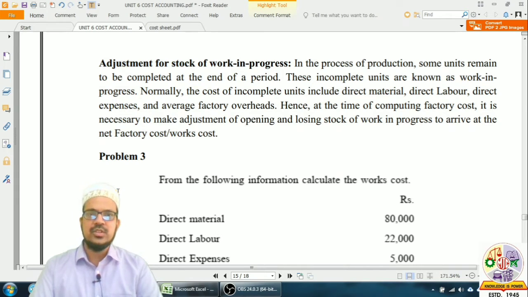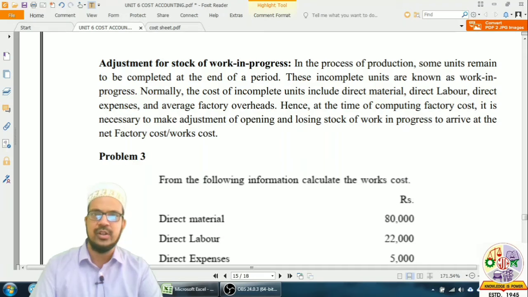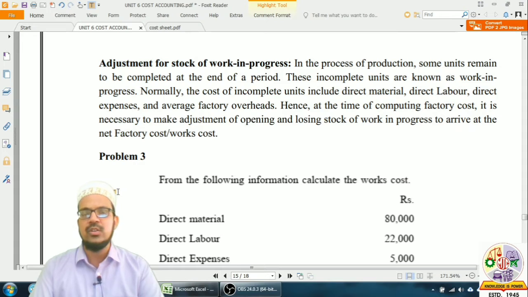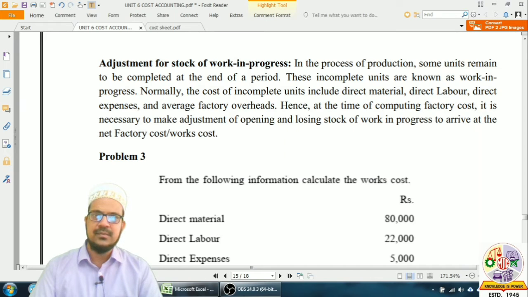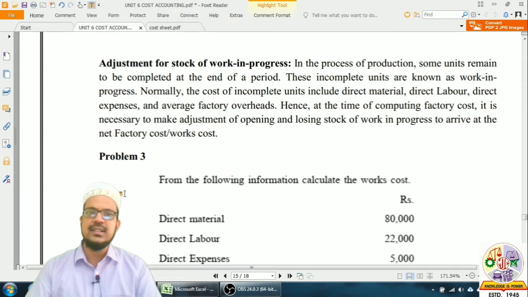So the stock of work in progress needs to be adjusted properly in the cost sheet, and in this problem we are going to discuss how the stock of work in progress is adjusted. It is normally the same procedure which we follow for the stock of materials, which we had done in problem number 1. We will add the opening stock of materials and we will deduct the closing stock of materials. So let us take a look at problem number 3.